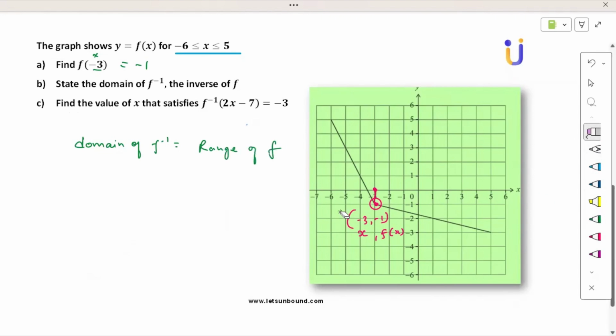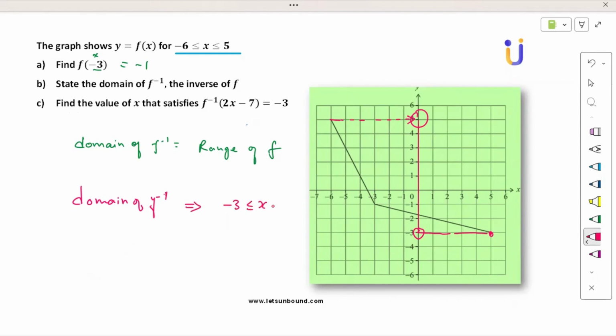From the graph, how will you find the range? Range means vertical range. The lowest point is this, which corresponds to minus 3, and the topmost point is this, which is 5. So the range is minus 3 to plus 5. So the domain of f inverse is minus 3 less than or equal to x less than or equal to 5. That simple it is. So we did the B part.